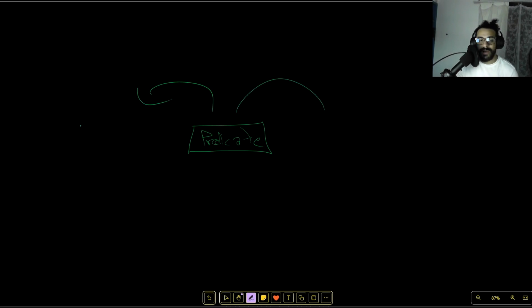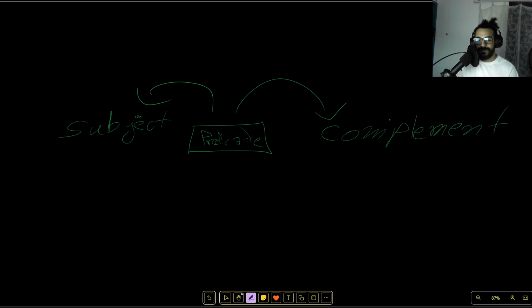So any sentence would have a predicate, and then this predicate will need two things. One is important and mandatory, and that would be the subject, the doer of the predicate. Could be a doer, could be a receiver. And then the predicates optionally can have a complement. A complement with an E, not with an I, because if you write with an I, then it means something else. This is quite a common mistake for some students.